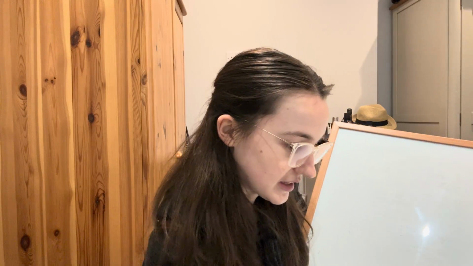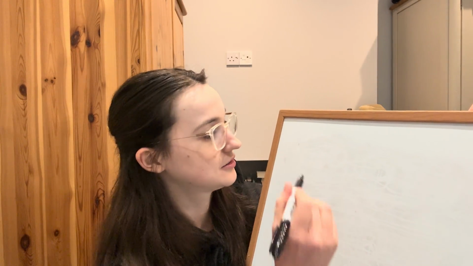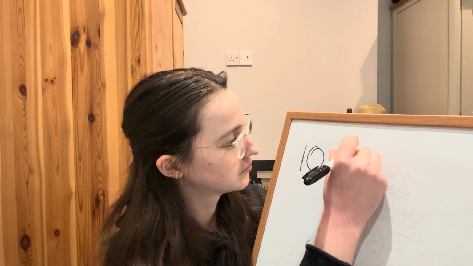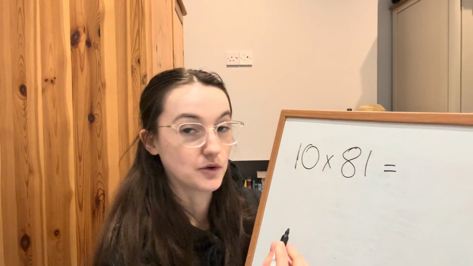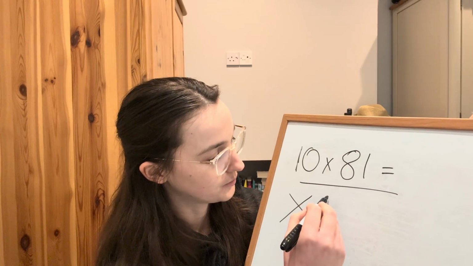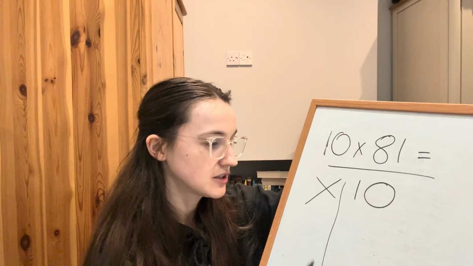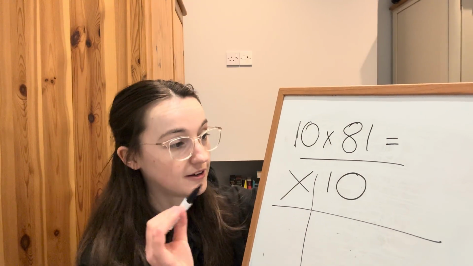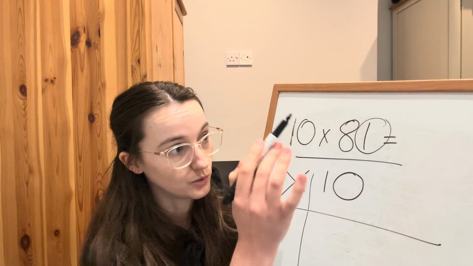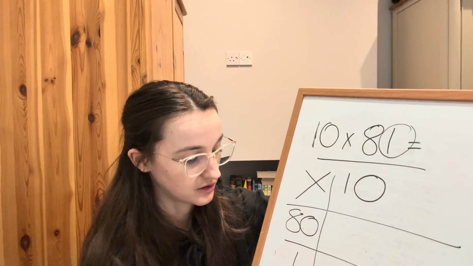Okay. The next one is 10 times 81. Alright. So we're going to do the times. We're going to do 10, okay? And then we're going to break the 81 up. If it was just 80, we wouldn't break it up, but because you've got the 1, we're going to. So we're going to do 80, and then we're going to do 1, okay?